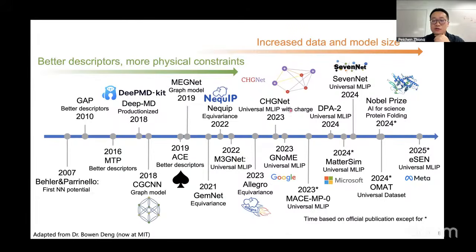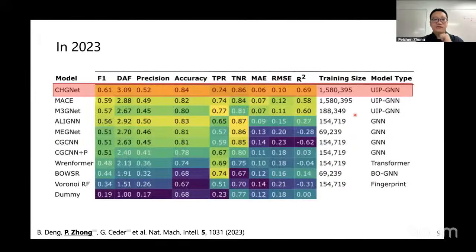And in 2023, CHGNet was proposed, and we released the MP trajectory dataset. After that, there are so many works from both industry and academia showing that if you can scale the model size and the dataset, you can achieve very good performance. I can give you some anecdote about the development.